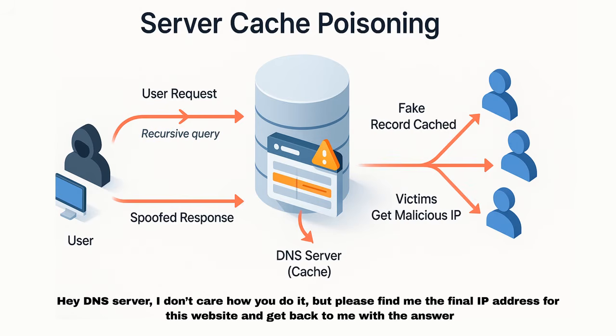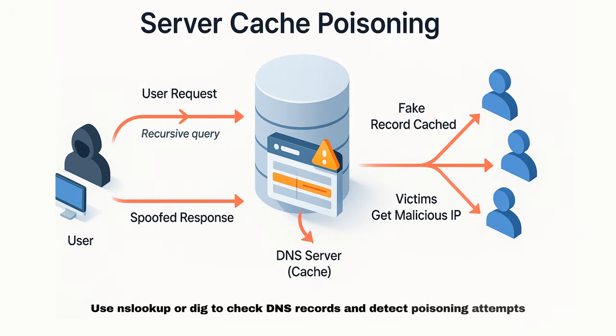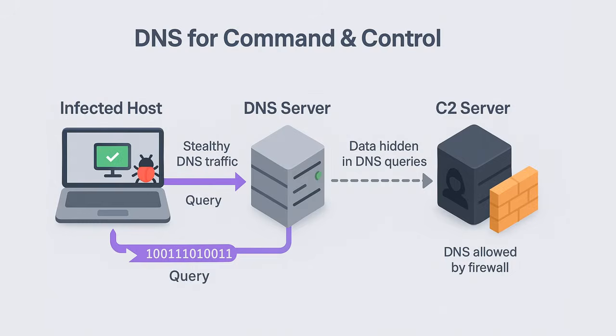If the server does not have the answer, instead of just pointing your computer to another DNS server, which would be an iterative query, the DNS server takes responsibility to contact other servers as needed until it finds the correct answer for you. And by the way, you can use NSLOOKUP or DIG to check DNS records and detect poisoning attempts. Alright, that's enough on DNS poisoning. Let's talk about DNS for command and control.